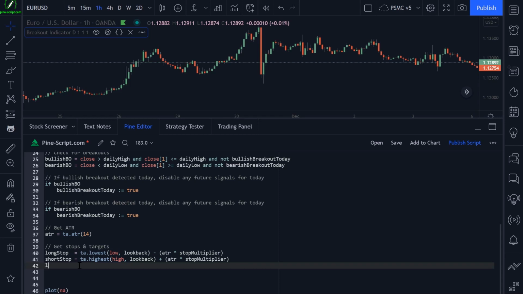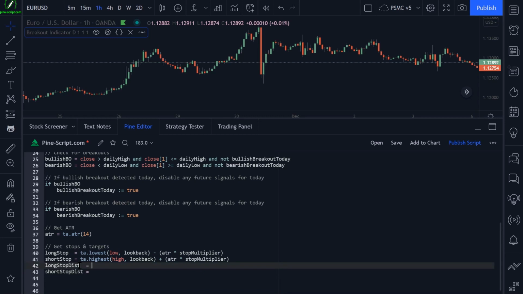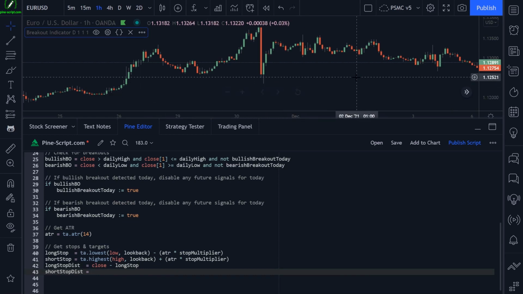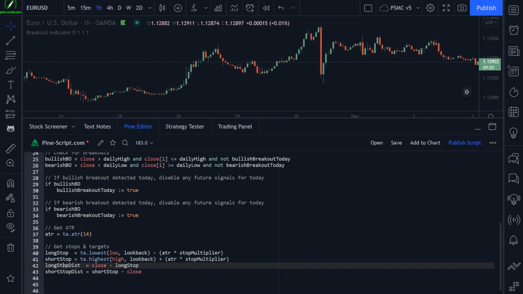So here I'm going to create 2 new variables called long stop dist and short stop dist. And long stop dist is going to be our closing price. So if this was a breakout here, we get the closing price minus our stop loss price. That will give us our stop loss distance. So close minus long stop. And for this, because a short breakout would mean that our stop loss is above our entry, instead of subtracting the stop loss from the closing price, we need to subtract the closing price from the stop loss. So here I can say short stop minus close. And now we have our stop loss distance for both longs and shorts.